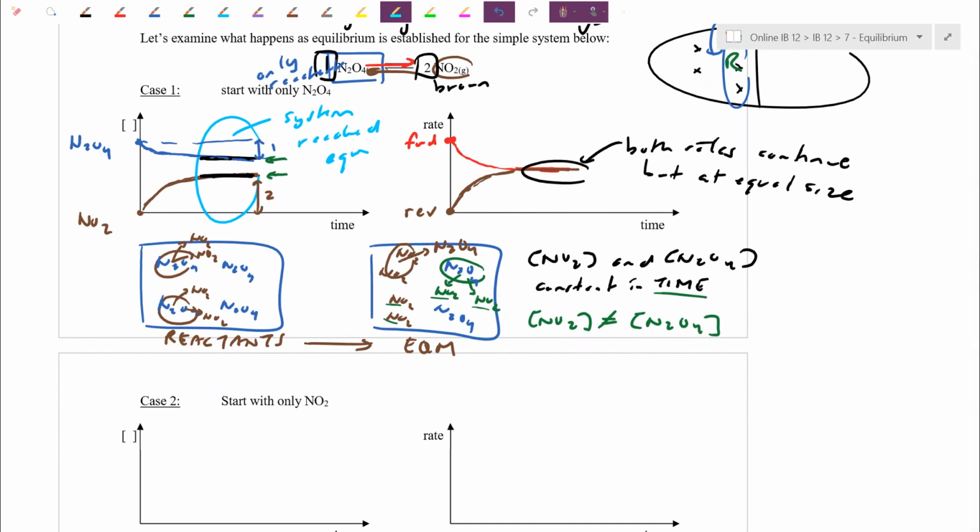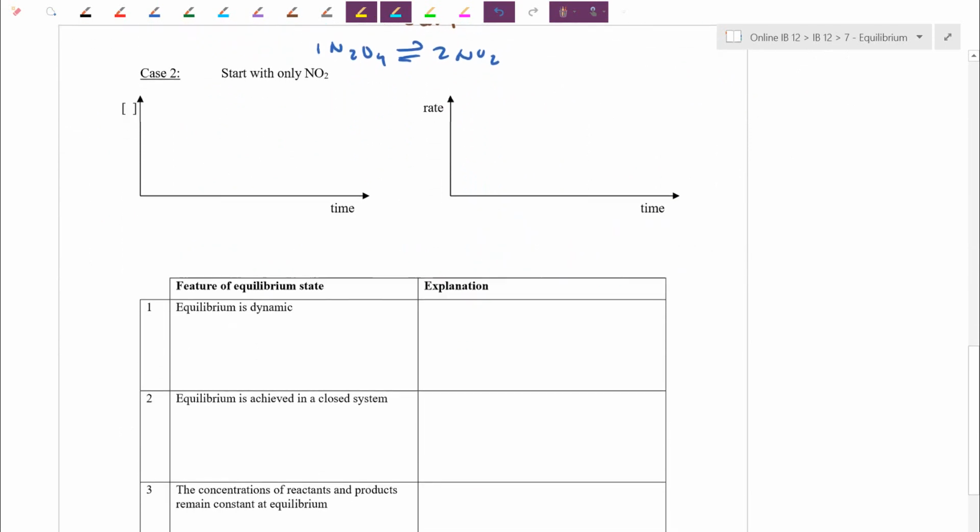Let's flip over the page and study the exact same system, but let's start off with products and see what happens. I'm just going to rewrite the chemical equation here so that when you flip the page, you still have it. So what if I start off with just NO2? For sure, you can call NO2 the reactants of the reverse reaction. But for simplicity, this is still on the right-hand side, so we're just going to say we have products.